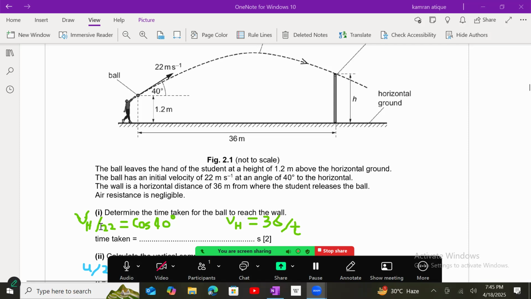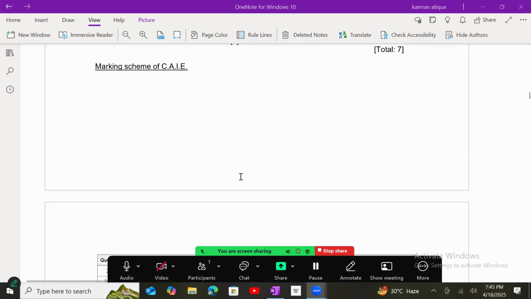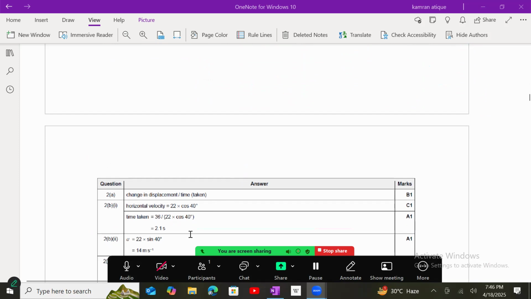VH. So VH divided by 22, which is the hypotenuse, base over hypotenuse. 22 meter per second is the hypotenuse here, which is the total velocity. So VH over 22 should equal cosine of 40 degrees. So from here, by cross multiplying 22 with cosine of 40, you can calculate the value of the horizontal velocity. And by substituting that value of horizontal velocity here, finally you'll obtain the answer for time taken, and that answer will be equal to 2.1 seconds.